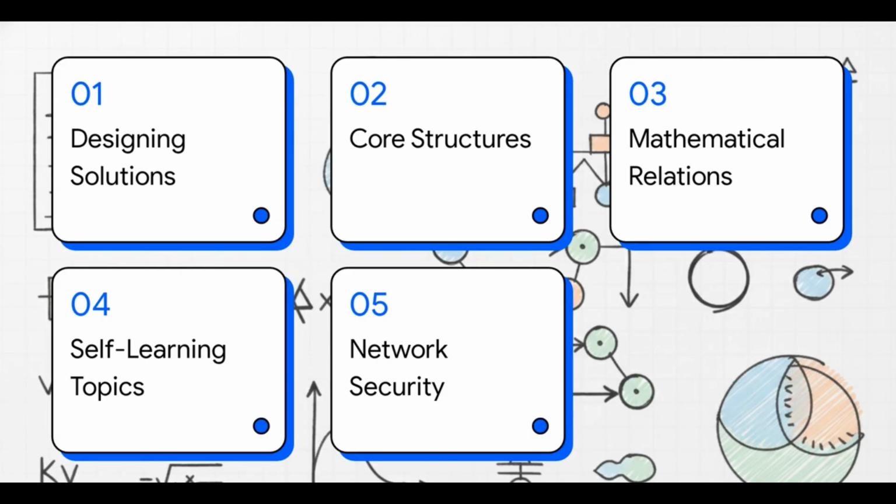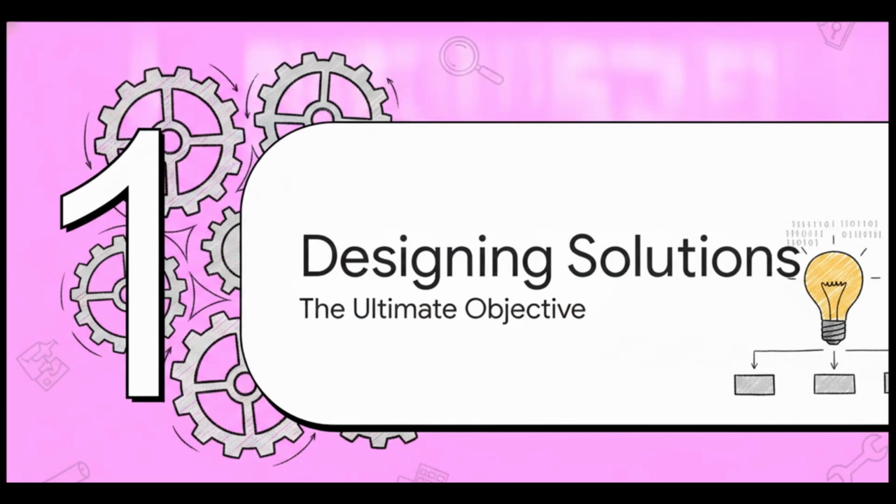We have 1. Designing real-life solutions, 2. Core algebraic structures, 3. Mapping mathematical relationships, 4. Essential self-learning topics, and 5. Cryptography and network security. All right, let's kick things off with Section 1, Designing Real-Life Solutions, or the Ultimate Objective.